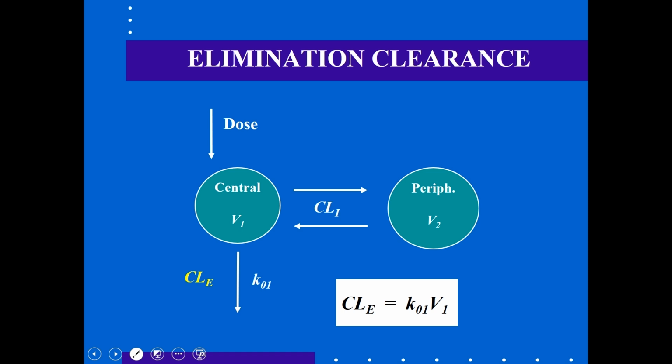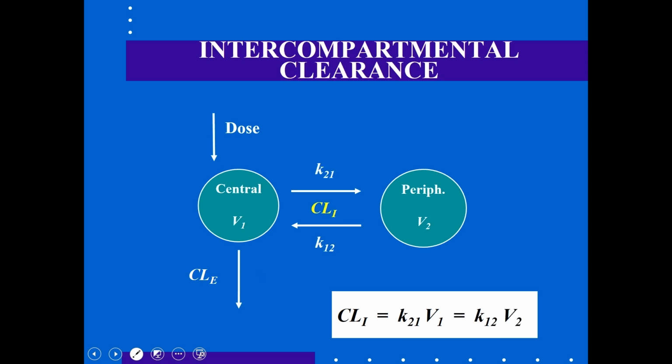Now, the primary parameters of the system are not the rate constants. The distribution and elimination parameters are the clearances. And here we have, for our model, an elimination clearance. It's simply, as you know, the product of the elimination rate constant and the central compartment volume.